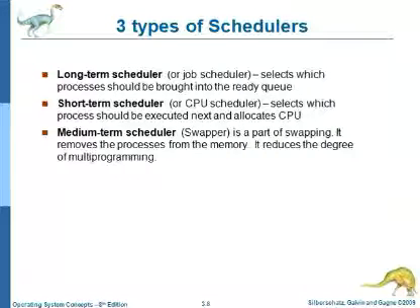There are three types of schedulers to schedule our process. First one, the long-term scheduler or job scheduler. It selects the job from the job pool to be brought into the ready queue. The second one, the short-term scheduler or the CPU scheduler. It selects a job from the ready queue to execute next and allocates it to the CPU. And the final one, the medium-term scheduler or the swapper. It removes the process from the memory and reduces the degree of multi-programming.